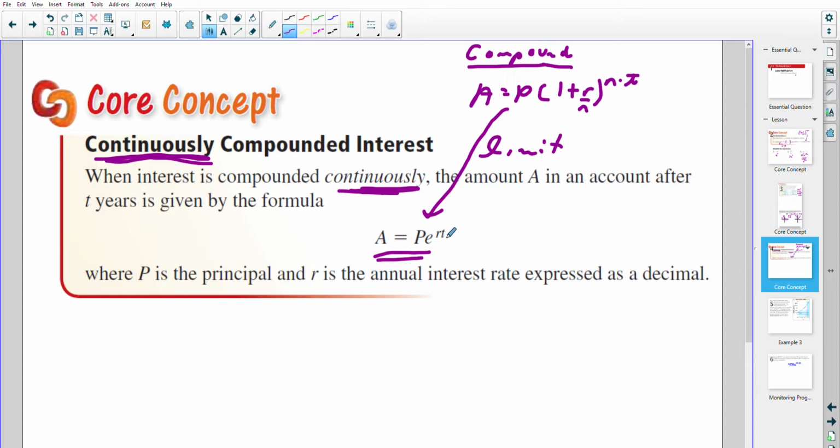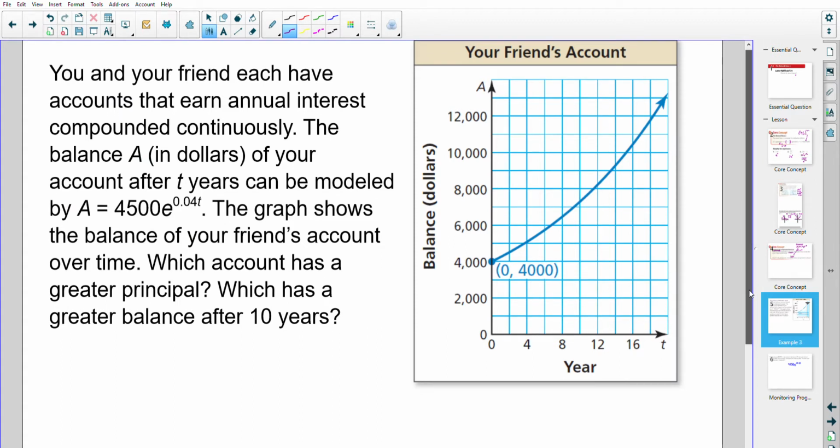If it's compounded continuously, every millisecond, then the amount remaining will be A, and the beginning amount is your P, e to the power of the rate times the time. Basically an easier equation than this one. Let's do one problem that involves this.